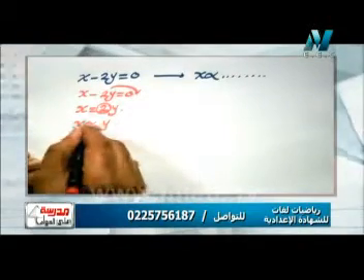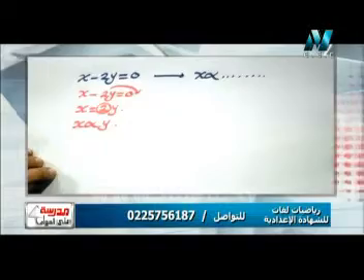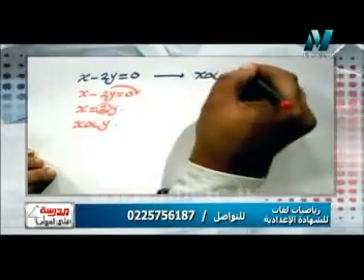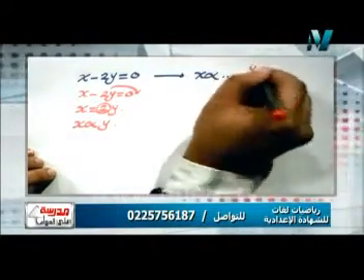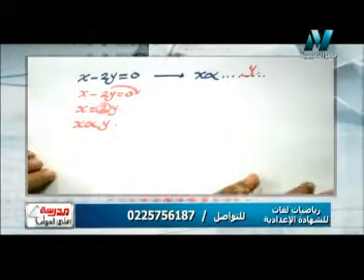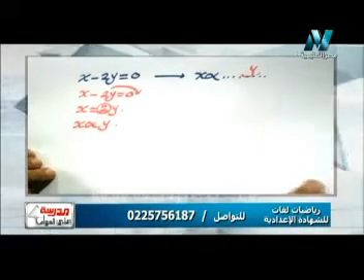X varies directly as y, so we can fill the space. X varies here as y. Okay, another one. If 2xy equals 5, then x varies as what?